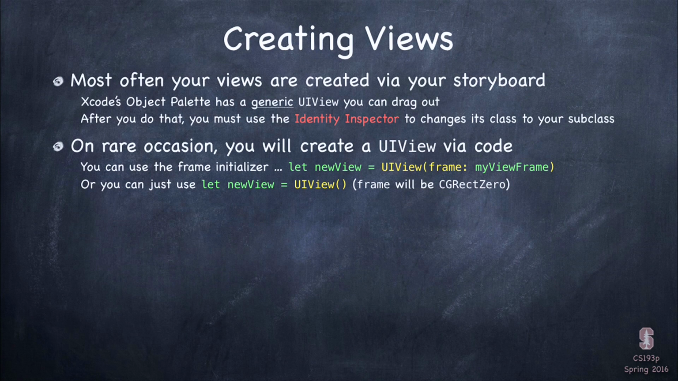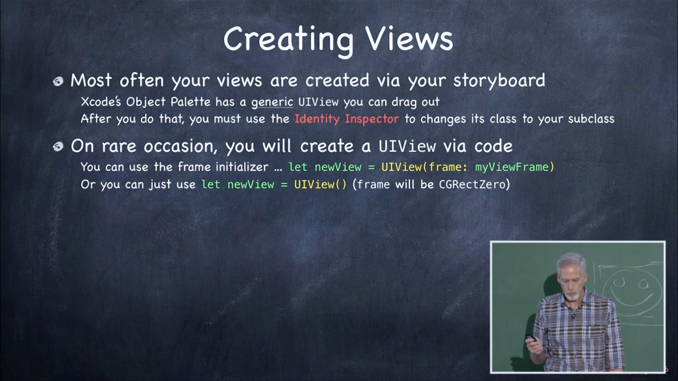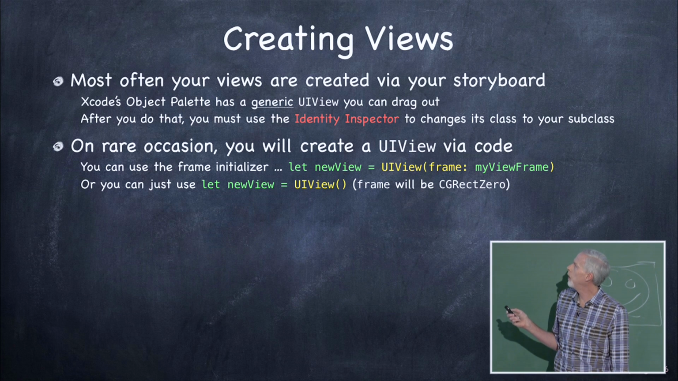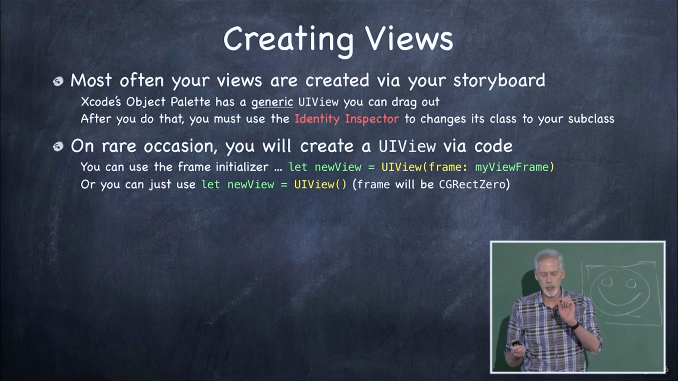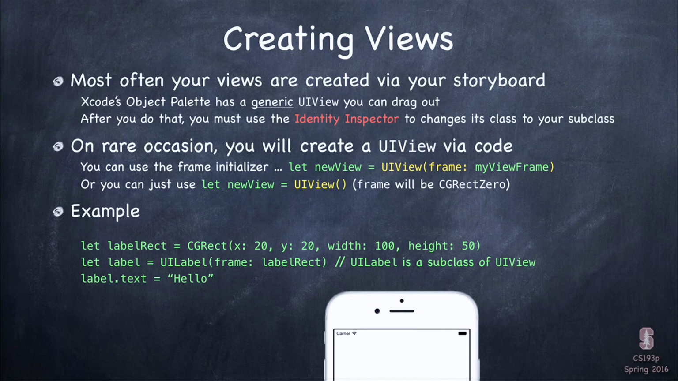Now, on rare occasion, you will create a view in code. You do that just by calling UIView's constructor here. You're going to use the one with frame, not the one with coder. You can also do UIView with no arguments. That means the tiny little UIView. You'll have to set its frame otherwise. So here's what it looks like to create a view in code. Here I've just created a rectangle, which is 20, 20, 100, 50. So this rectangle is right about there.